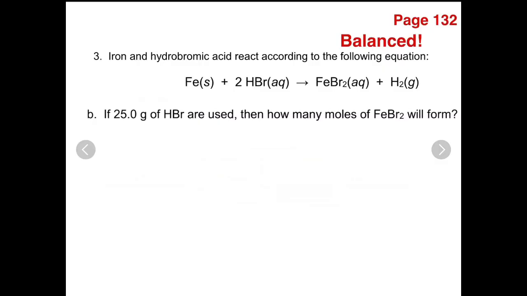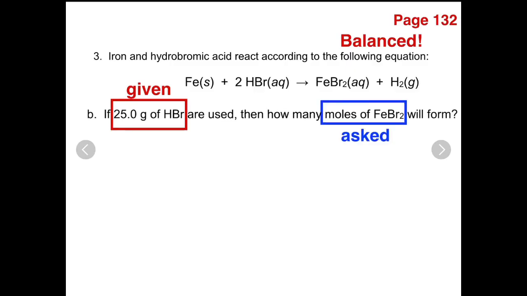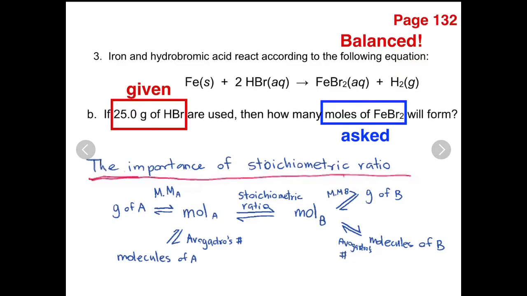Okay, so 3B: if 25 grams of hydrobromic acid are used, then how many mole of iron bromide would form? Again, you need to find out what is given. It's given as hydrobromic acid, and it's asking for iron bromide. So again, you can use the stoichiometric ratio to convert from mole of something to mole of something else. We need to go through this part.